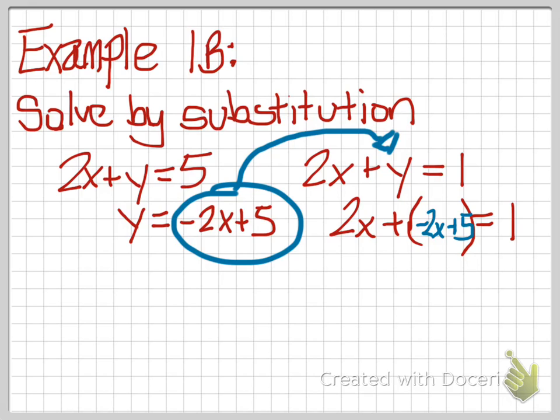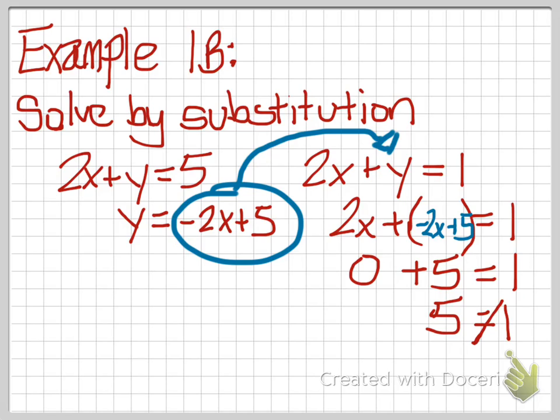Now go through and combine some like terms. 2x minus 2x is 0. Plus 5 equals 1. You end up with a statement where 5 is equal to 1. Now, obviously, 5 does not equal 1.